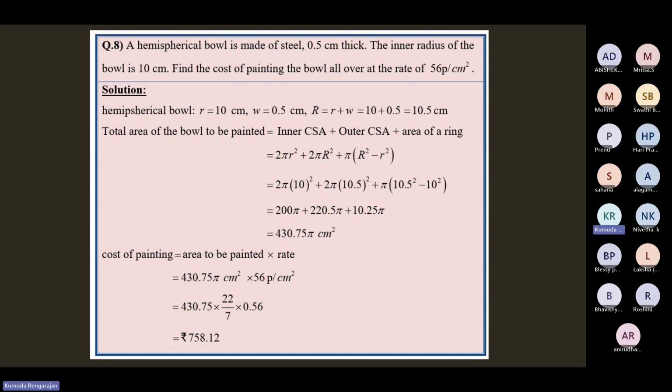So the wall is thick and the inner radius is given. So inner radius is small r, 10. Thickness is W, 0.5. So outer radius will be 10 plus 0.5, just 10.5. So the total area of the hemispherical bowl is inner CSA, outer CSA, area of the ring.